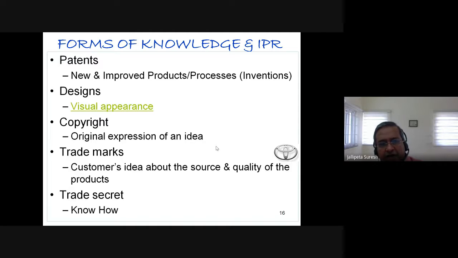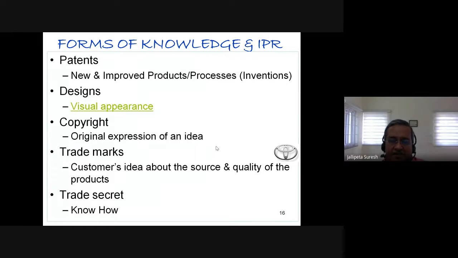Another type of IPR is copyright. This is for protecting the expression of an idea. That is, if you have an original expression of an idea, which may be a known one, you could get protection in the form of a copyright, that is, the right to copy. The author or the owner alone will have the right to reproduce that particular expression of an idea. See, the interesting thing here is that ideas are protected as patents.